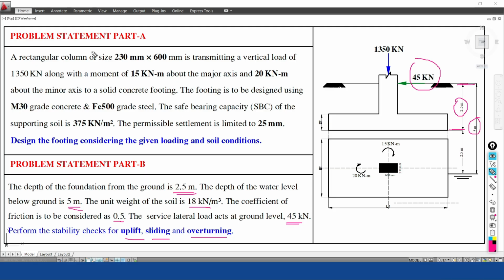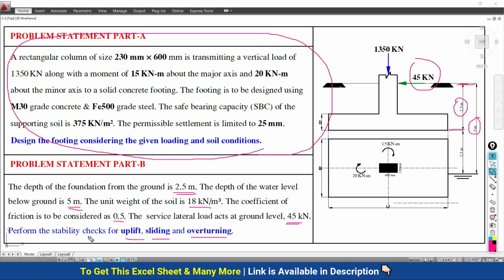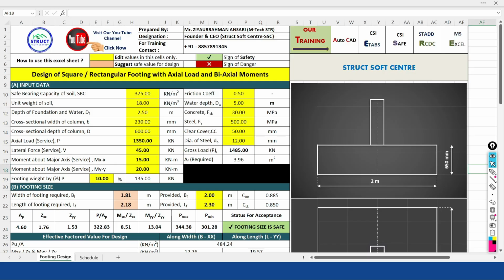So basically, in the general case, for normal foundation design, we do the simple design when there is no need to perform the stability checks. But if you want to do the stability checks, you need to have this data also: depth of the water table, friction, everything you need to know. In this spreadsheet you can perform the stability checks as well. This sheet is capable of performing the design, scheduling, detailing as well as the stability checks.